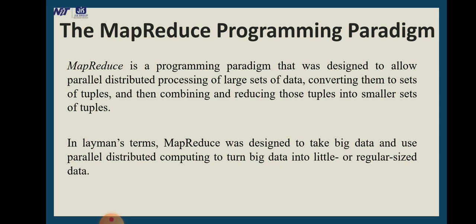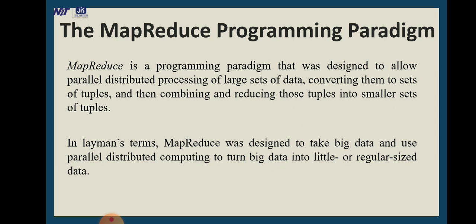The MapReduce programming paradigm. First of all, let us understand the concept of MapReduce. What is MapReduce and what are its features? The key value pair is the record entity that a MapReduce job receives for execution.